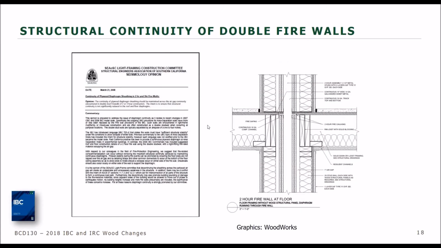Now this provision came about from CIOSC. This is a white paper that was provided. So for some of you that are still on the 2012 or the 2015 IBC and you would like to have this continuous load path in your buildings, this is a supporting document of the code change. It's from the CIOSC Light Frame Construction Committee of the Structural Engineers Association of Southern California, with a seismology opinion stating that even in high seismic zones, it's important for that diaphragm to be continuous.